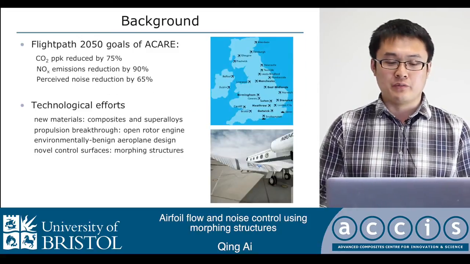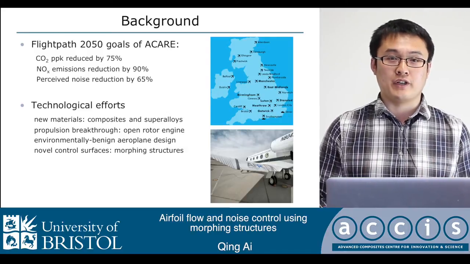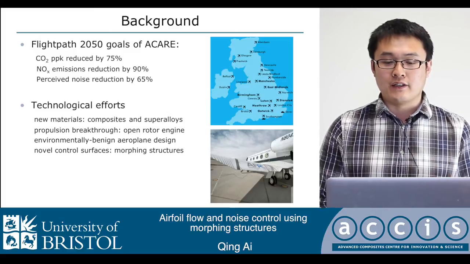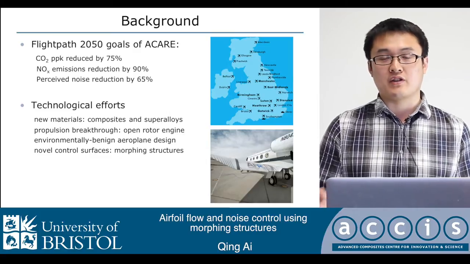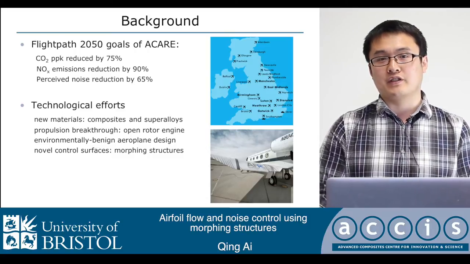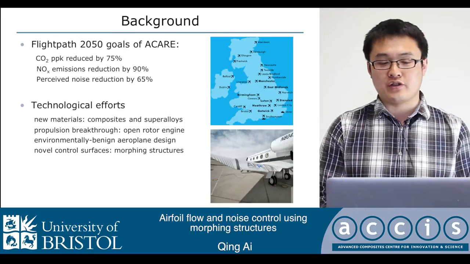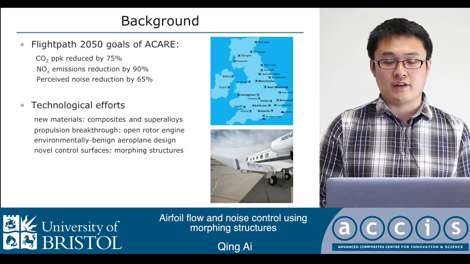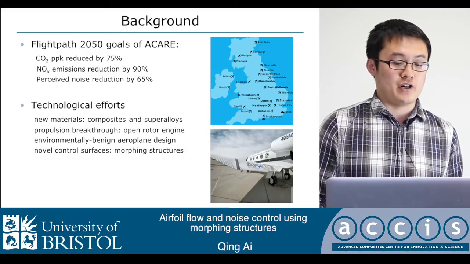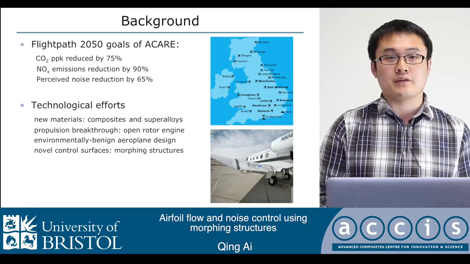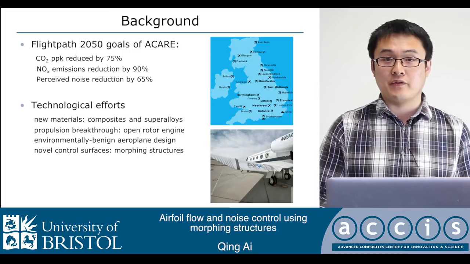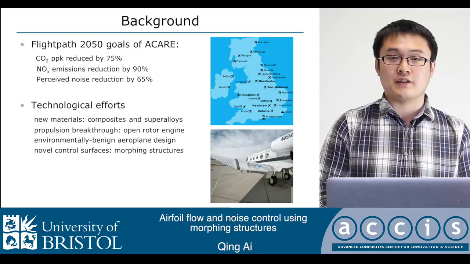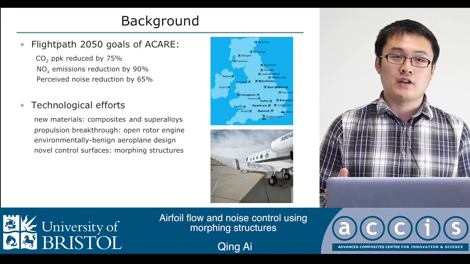So why do we do morphing? Aviation transportation has been developing rapidly over recent years, and people are more and more worried about the potential impact on the environment caused by aircraft, such as greenhouse gas emissions and noise emissions affecting the neighbors around airports during landing or taking off. In order to address such issues, the Advisory Council for Aviation Research and Innovation in Europe has set up the Flightpath 2050 goals, which basically say we need to reduce emissions hugely, let's say 90% for NOx, 75% for CO2, and 65% noise reduction for aircraft.